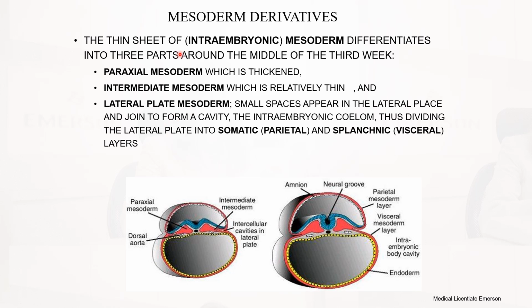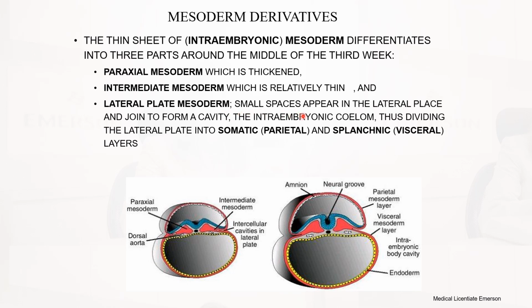Now we are going to talk about the mesoderm derivatives. The thin sheet of the intraembryonic mesoderm differentiates into three parts around the middle of the third week. You have the paraxial mesoderm, which is thickened. You have the intermediate mesoderm, which is relatively thin, and you have the lateral plate mesoderm.